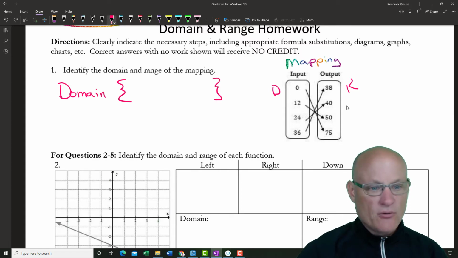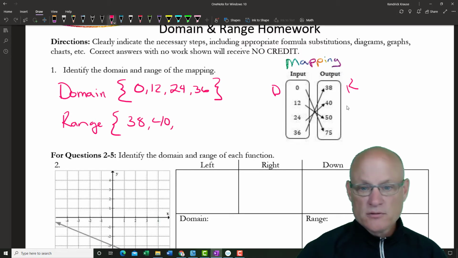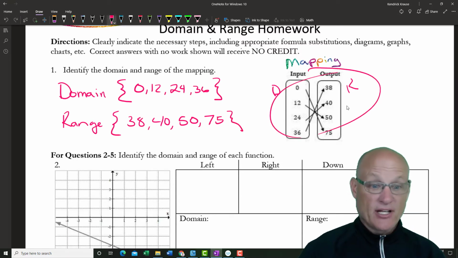Domain 0, 12, 24, 36. And the range 38, 40, 50, 75. And yes, this is a function, right? Do you see any double arrows here? I don't. I see a lot of arrows all over the place.